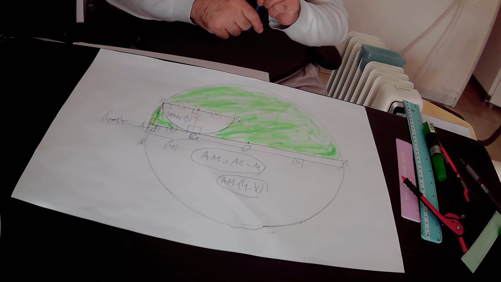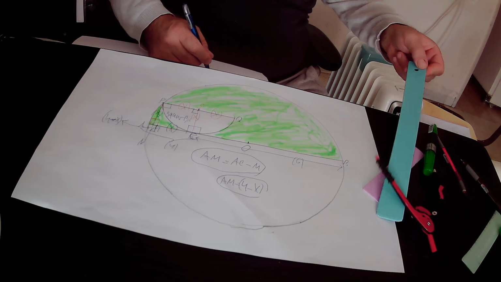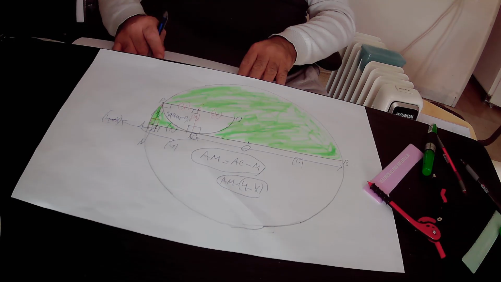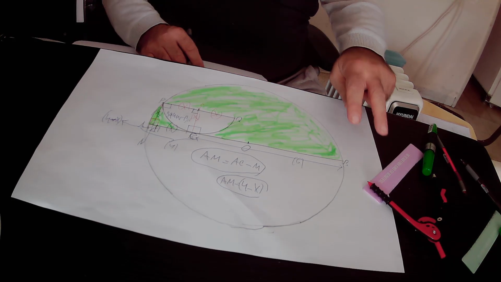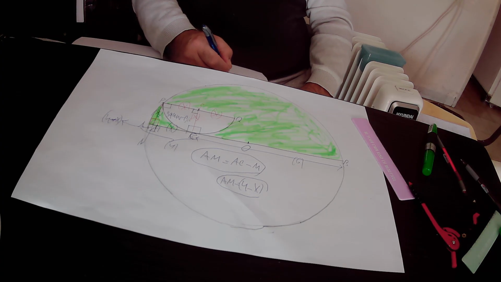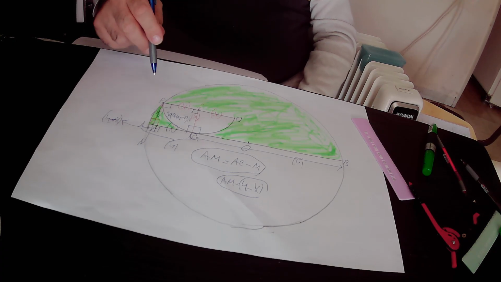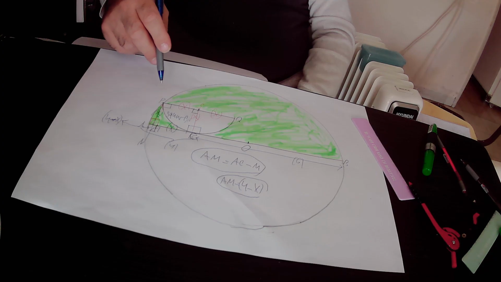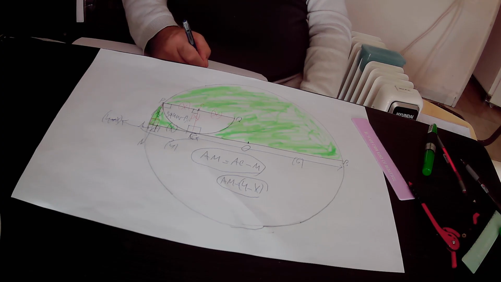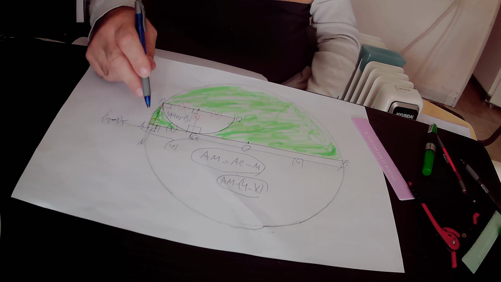So I write it down. According to rule 15, perpendicular OM bisects chord PN. So the first half of PN is PM, and it is of course equal to the second half of PN, that is MN.